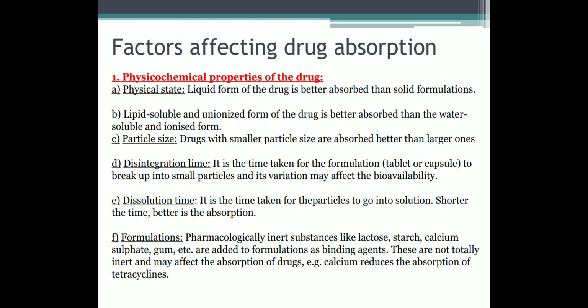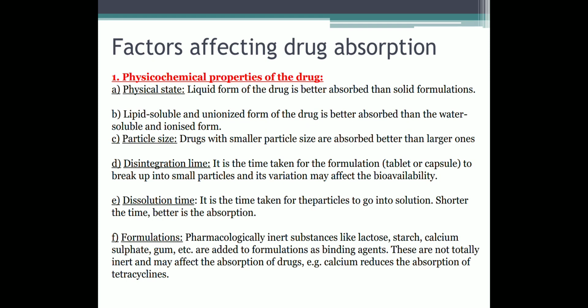As I said before, tablets or solid formulations take time to disintegrate and then dissolve, therefore the liquid form of a drug is better absorbed than the solid formulation. Now dissolution time: it is the time taken for the particles to go into solution. The shorter the time, the better is the absorption. Next is the formulation.